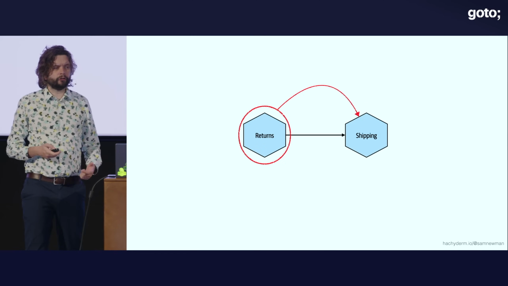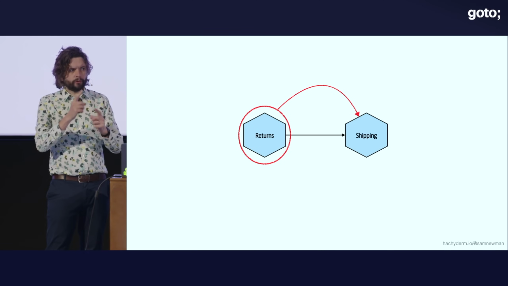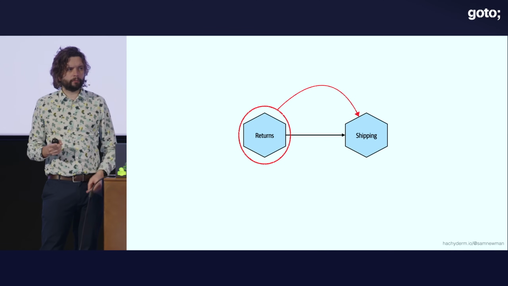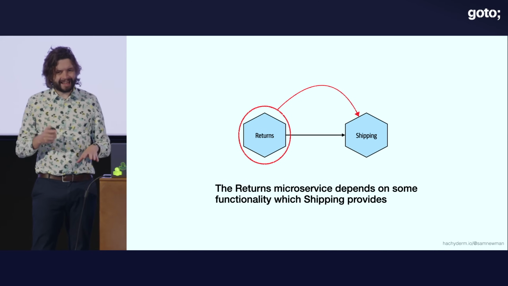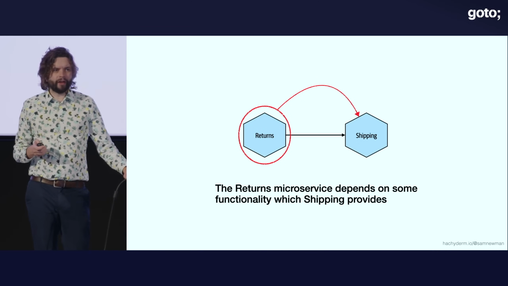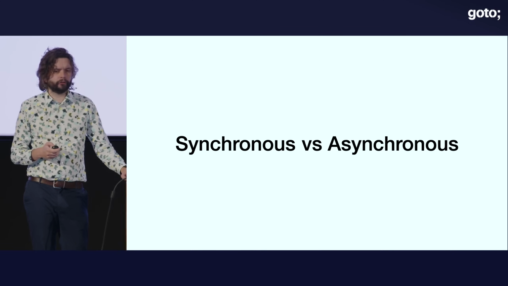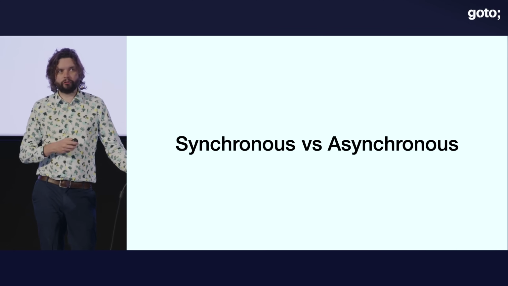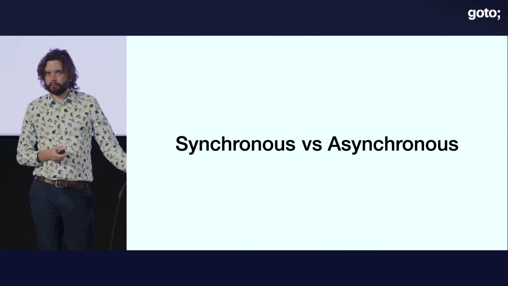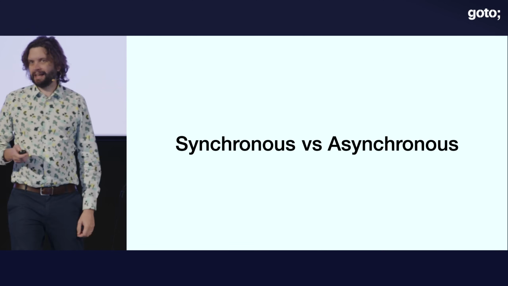So this talk really is about trying to explore some of the different ways in which this communication can happen. How do we implement these dependencies? And specifically, what the hell is the difference between synchronous and asynchronous communication? Because it turns out there isn't one. But we'll get to that a bit later.